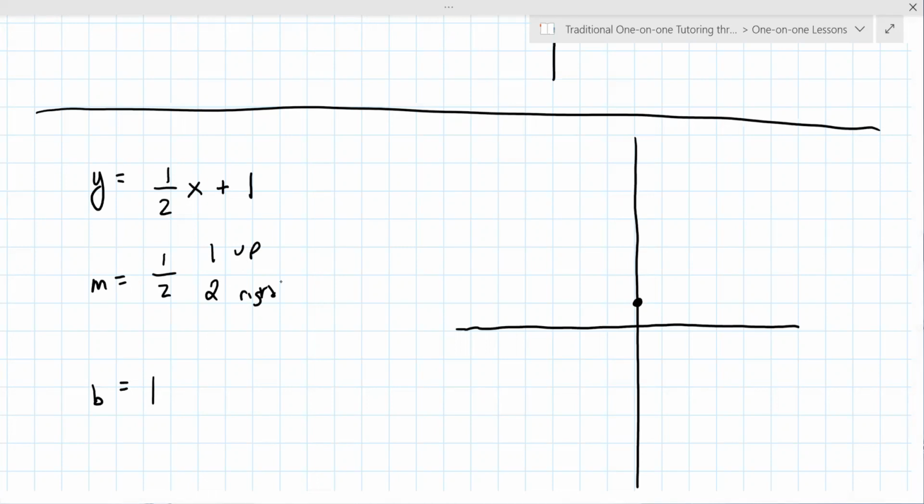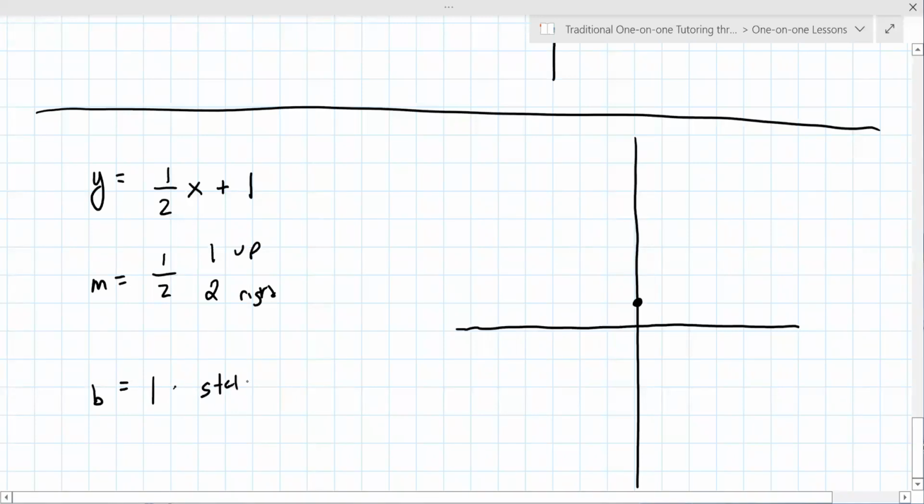Well, close, and that's why I appreciate you trying to do these on your own. You have to start at the b value. You have to start up 1. Do you see that your graph starts at the origin? And then from this point, you go up 1 and then 2 right, up 1 and 2 right. So the graph that I'm making here is a little bit flatter than the graph that you made. But I appreciate you trying.